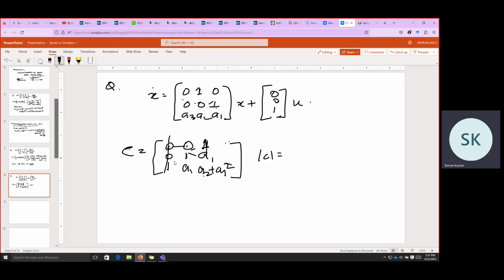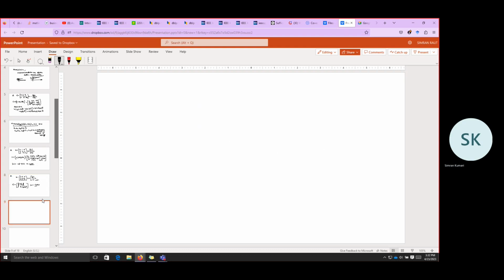If we find the minor matrix of this one, this is simply 0 into A1 minus 1. So this will go to minus 1. Now this is not equal to 0. So for this system, it doesn't depend on anything; this is the only condition, and it is always controllable. Obviously, we have found the controllable canonical form. Unless the system is controllable, we cannot determine this controllable canonical form. Okay.